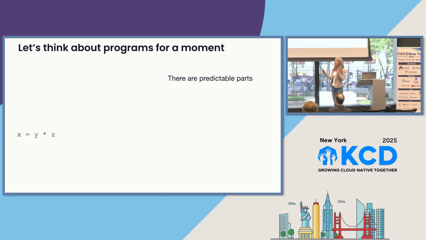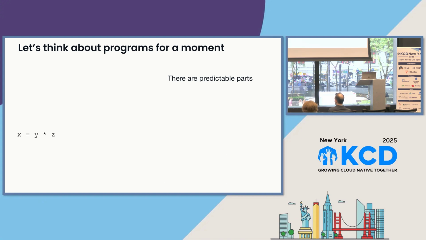So let's think about programs for a moment. Remember I said that it's a slightly different programming model? So here's the main thing that you need to think about if you're using this programming model. You think about your application, and there are predictable parts of that application.